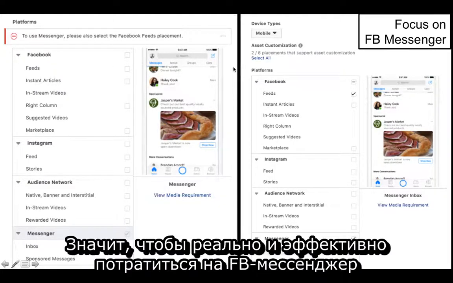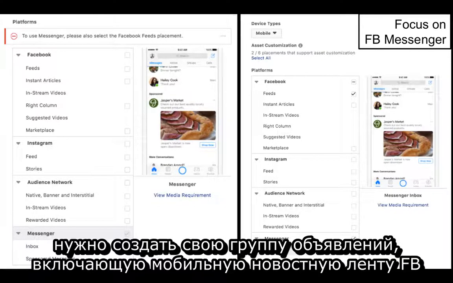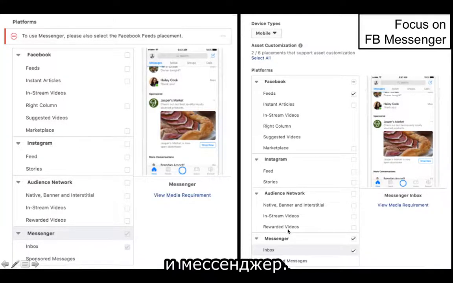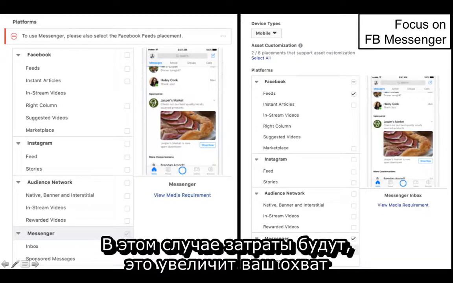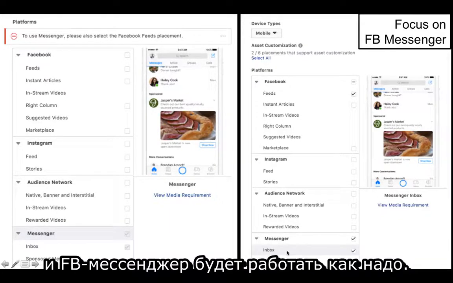So the only way to really spend more money on Facebook Messenger proactively is when you create an own ad set that includes just Facebook mobile newsfeed and the Messenger. This way it will keep spending and increase your reach on Facebook Messenger, which works very nicely.